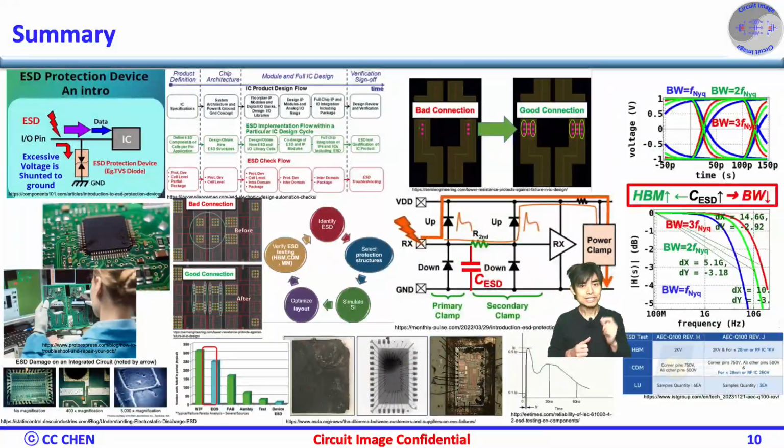Here is a summary showing why ESD is an inevitable but preventable failure mechanism. Proper protection ensures product reliability and longevity. Key strategies include using diodes, clamps, and proper layout techniques. Understanding industry standards helps avoid compliance issues. Early-stage simulation reduces late-stage design failures.